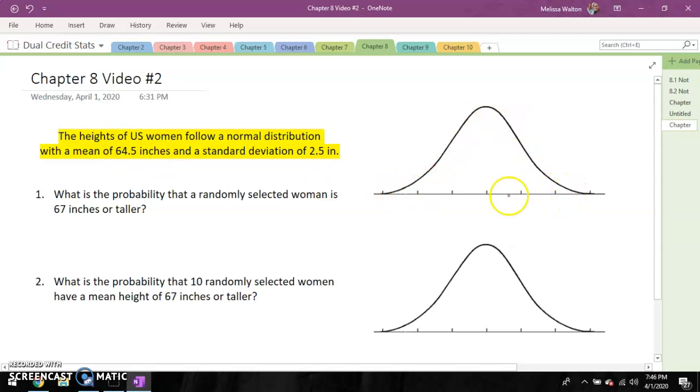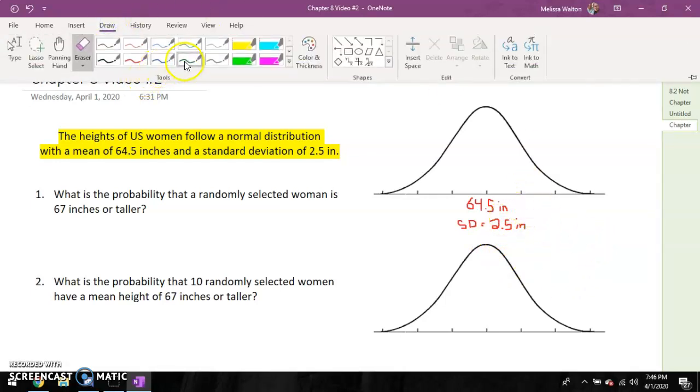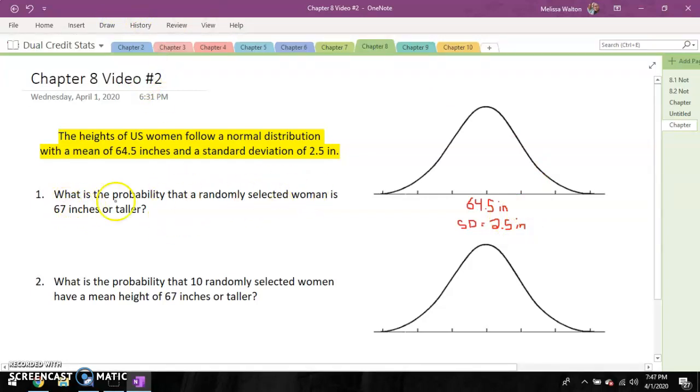First off, with this distribution, I am centered at 64.5 inches. That is what I am expecting. And then finally, my standard deviation is going to be 2.5 inches. Now, technically, if you wanted to, you could divide by the square root of our sample size. But let's think about that. Our sample size here is just one, we're selecting one person. So what am I going to do? Divide by 1? It's not needed for this problem. So with a sample size of 1, you do not need to divide by the square root of your sample size. Now, I want to know what is the probability that a randomly selected woman is 67 inches or taller.